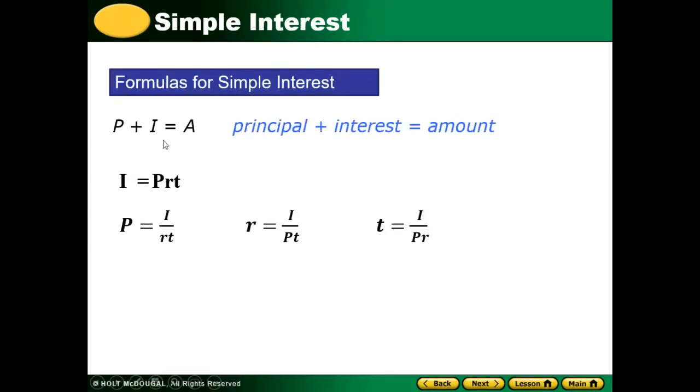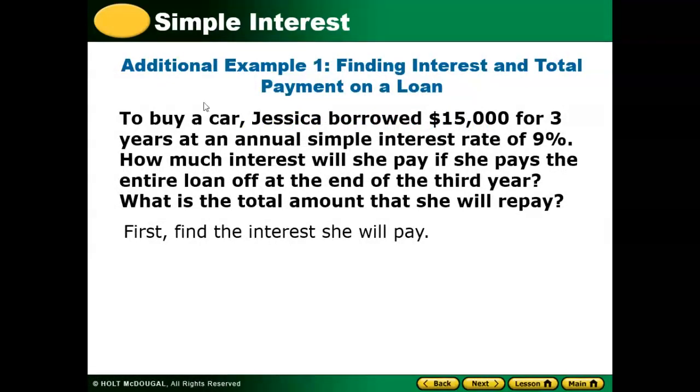P plus I is equal to A is another formula. And this one is really just, and we'll talk about it a couple times in this PowerPoint, a way that you can calculate the amount. Amount is the principal, so the money that we've borrowed or invested, plus the amount of interest earned. When we add those two together, we get the amount. So this is maybe the total amount that you owe by the end of the term, or it could be the amount that you get at the end of the term, investment-wise.